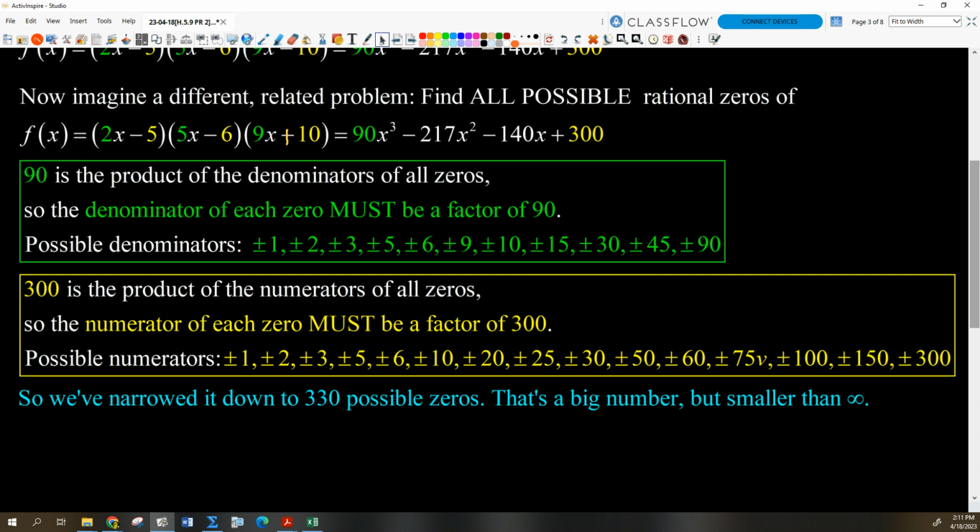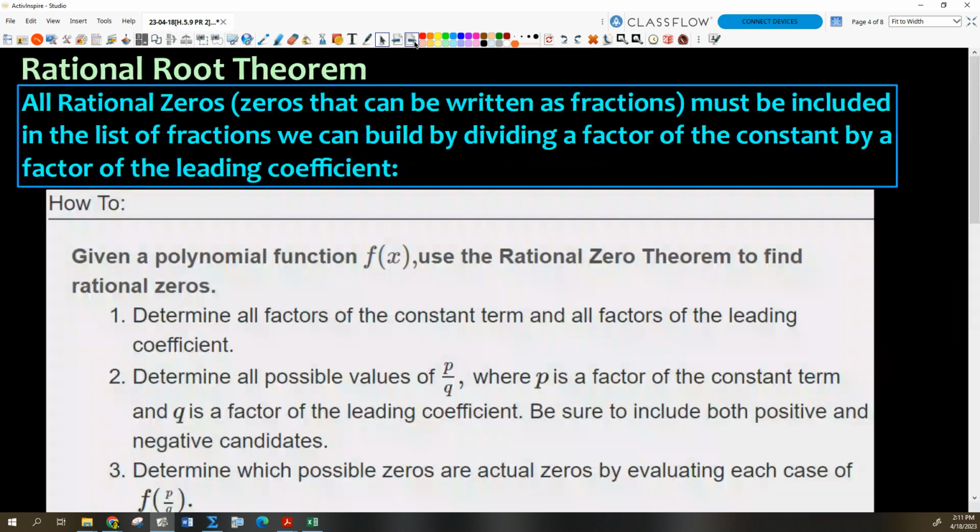Now, if we use Descartes' rule of signs, we could even whittle that down more potentially, right? Because as I start to find these zeros, I might be able to cross off a bunch of them based on what Descartes' rule of signs tells me, okay? So in general, this is what we call the rational root theorem. All rational zeros, zeros that can be written as fractions, must be included in the list of fractions we can build by dividing factors of the constant by factors of the leading coefficient.